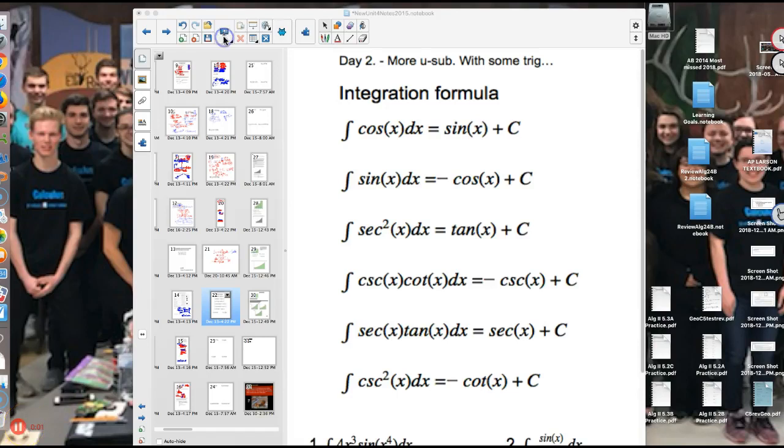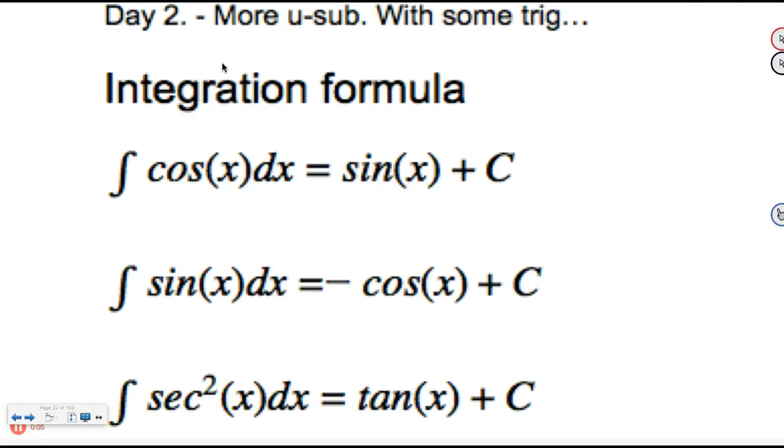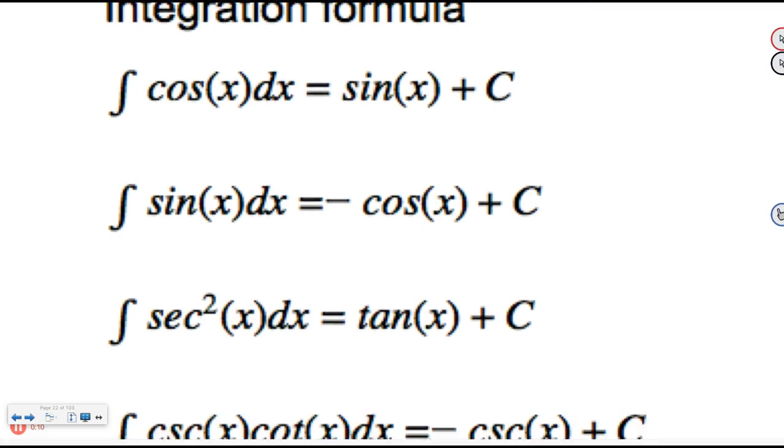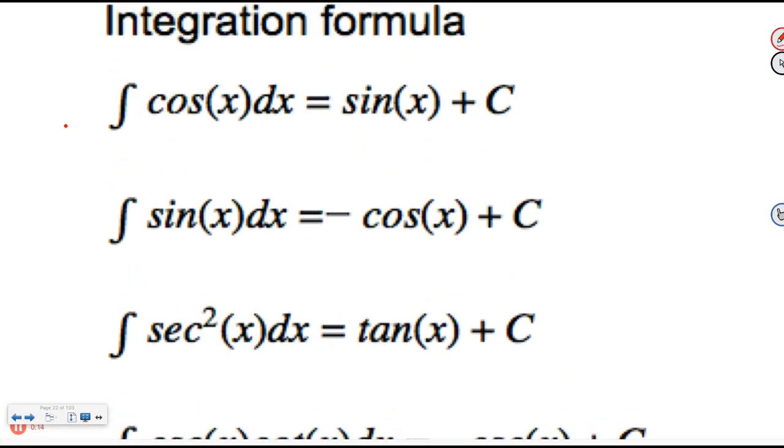All right, so today's task is going to be working with the trig stuff. It's not going to be too big of an issue because you should know all these, but let's put an M by the ones that need to be memorized.